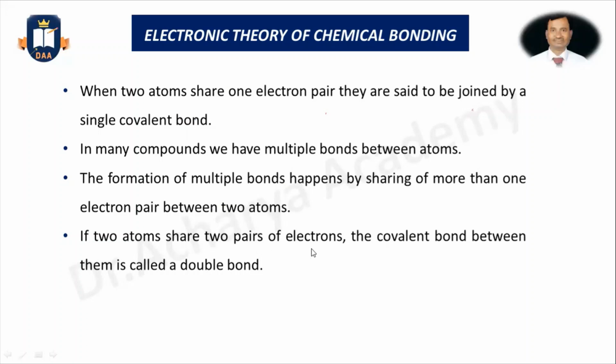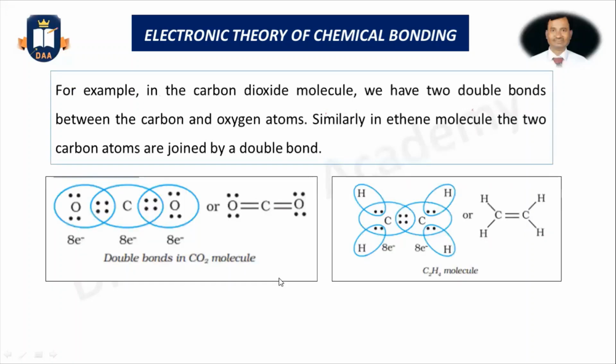If two atoms share two pairs of electrons, it will form the double covalent bond. The covalent bond between them is called the double bond. Example. Now we'll take the example of the formation of carbon dioxide from one carbon atom and two oxygen atoms. So here carbon, we know, has the number of outer shell electrons 1, 2, 3, 4, and oxygen has 6 electrons in its outer shell, 1, 2, 3, 4, 5, 6.